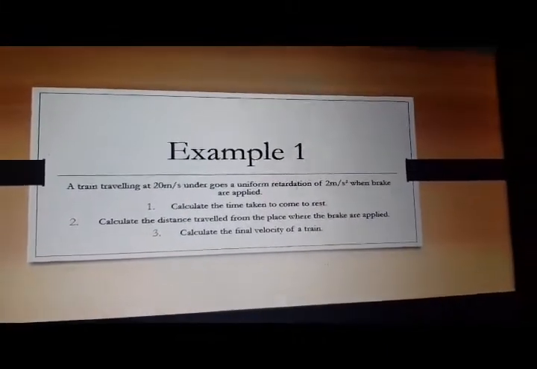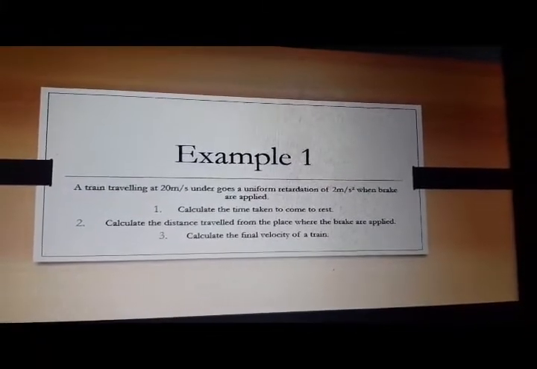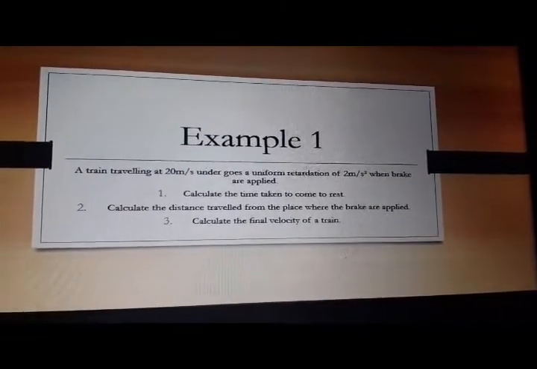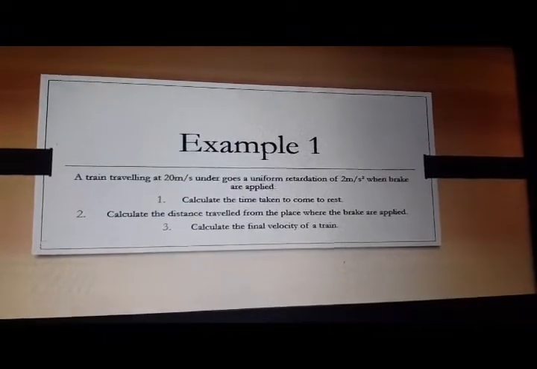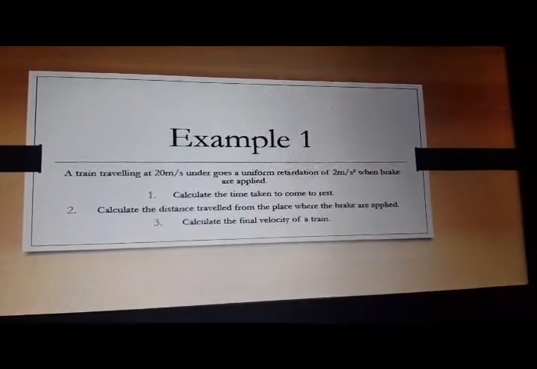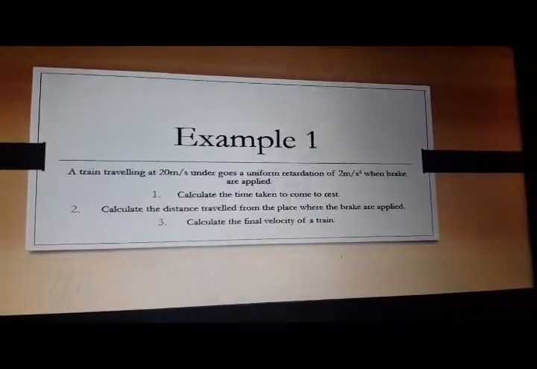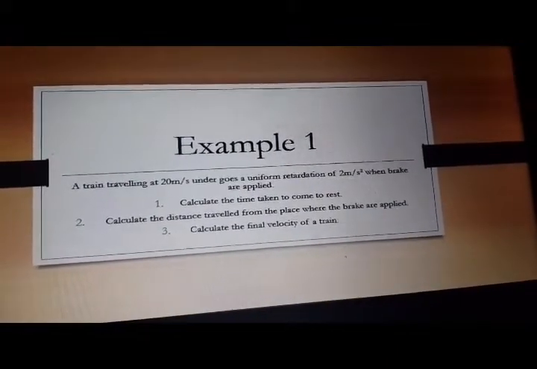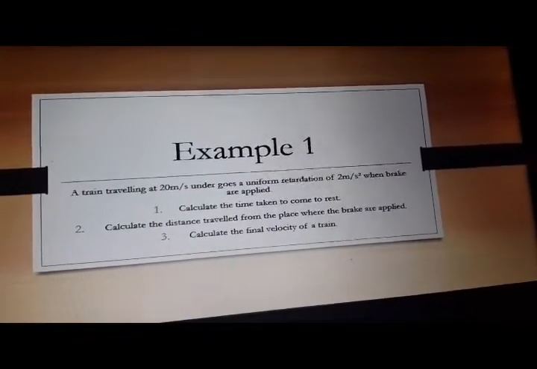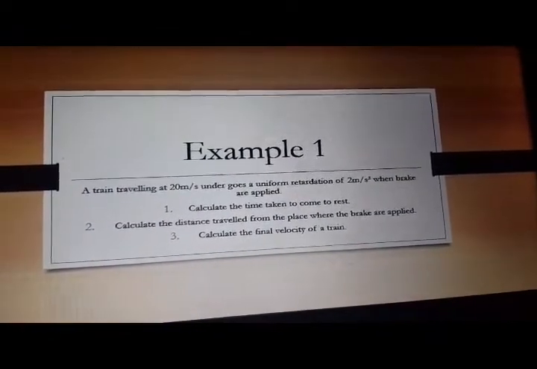A train traveling at 20 meters per second undergoes a uniform retardation of 2 meters per second squared when the brakes are applied. So the train moves at 20 meters per second, which is our initial velocity, and undergoes uniform retardation, so the acceleration decreases by 2 meters per second squared. When the brakes are applied: 1, calculate the time taken to come to rest. 2, calculate the distance traveled from the place where the brakes are applied. 3, calculate the final velocity of the train.